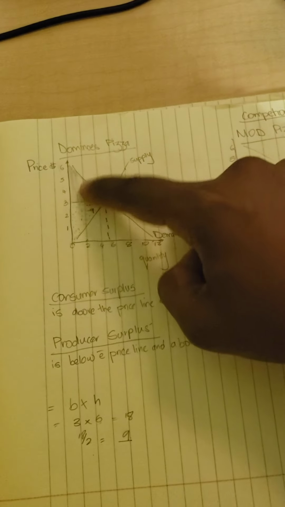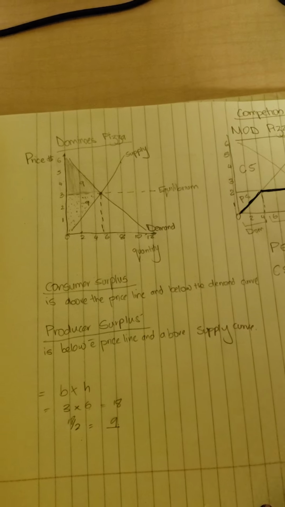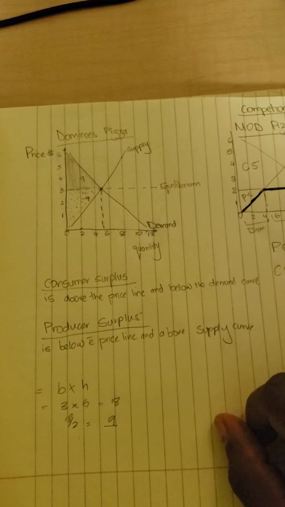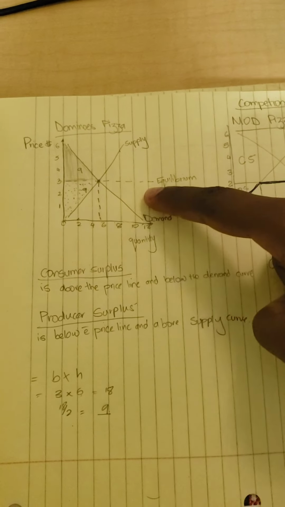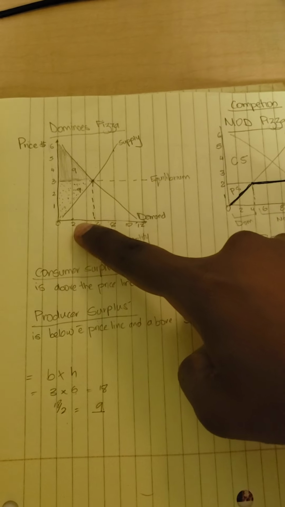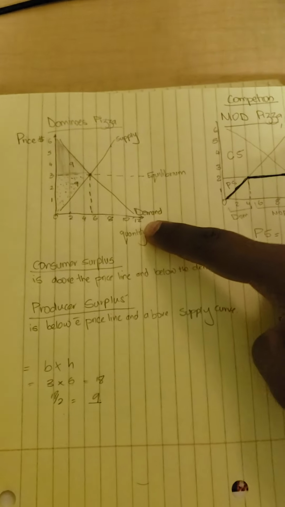This area shaded over here is the consumer surplus, and the consumer surplus is defined as the area that is above the price line and below the demand curve. The area that is above the price line with the equilibrium and below the demand curve, right? So this is the demand curve.